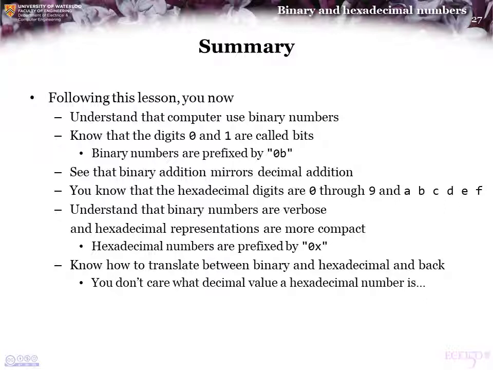You understand that binary numbers are verbose and hexadecimal numbers are a more compact representation of binary numbers. Hexadecimal numbers are prefixed by a 0x. You know how to quickly translate between binary and hexadecimal numbers, and you at this point do not care what the decimal value of a hexadecimal number is. If you did, just convert it into binary and then convert into decimal.